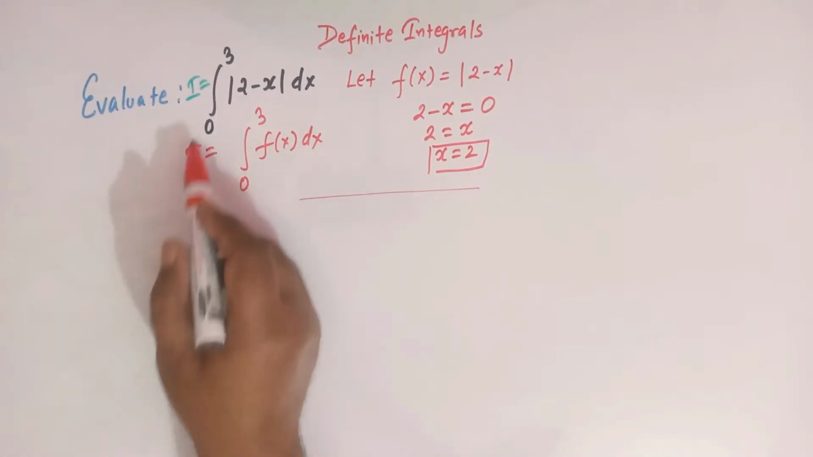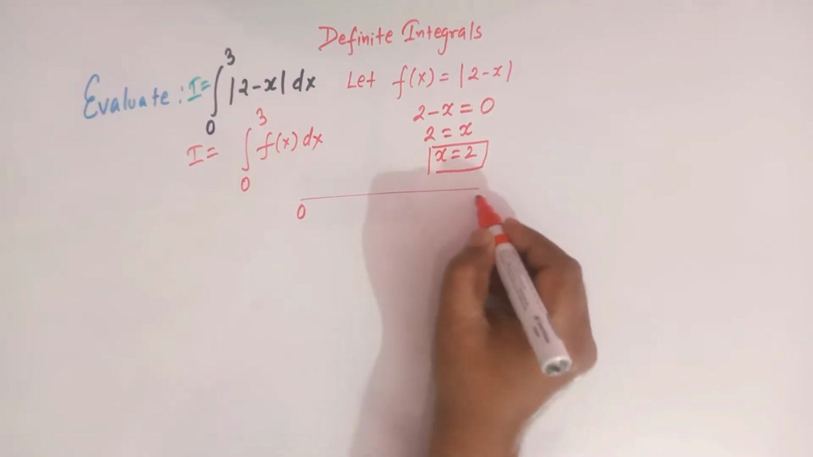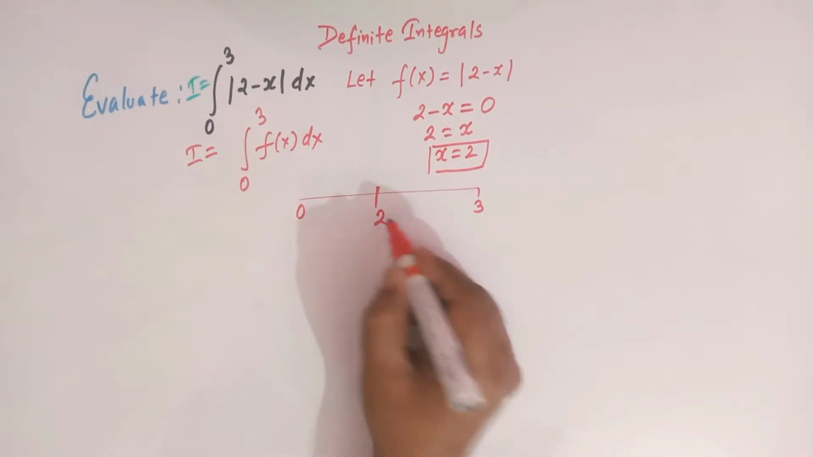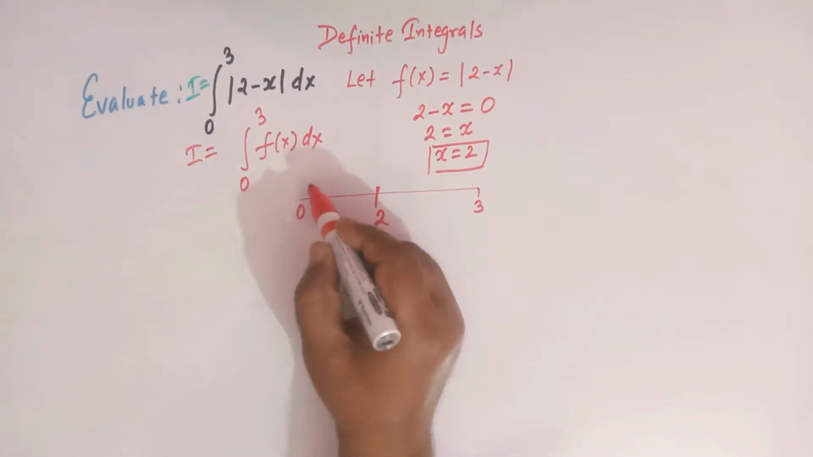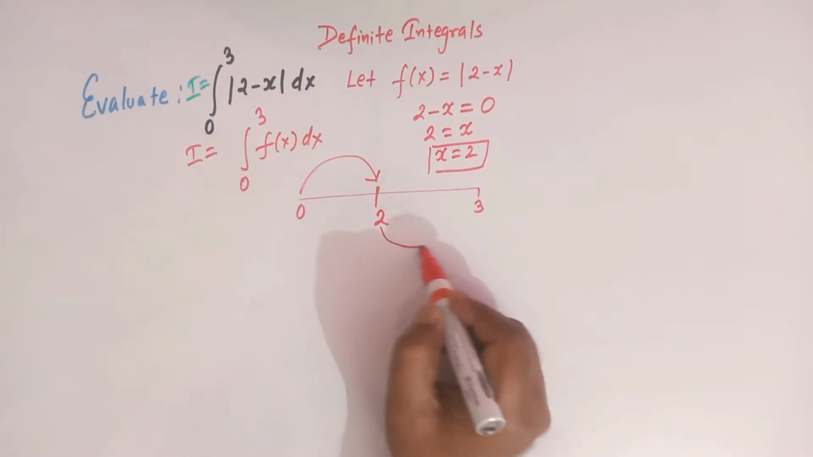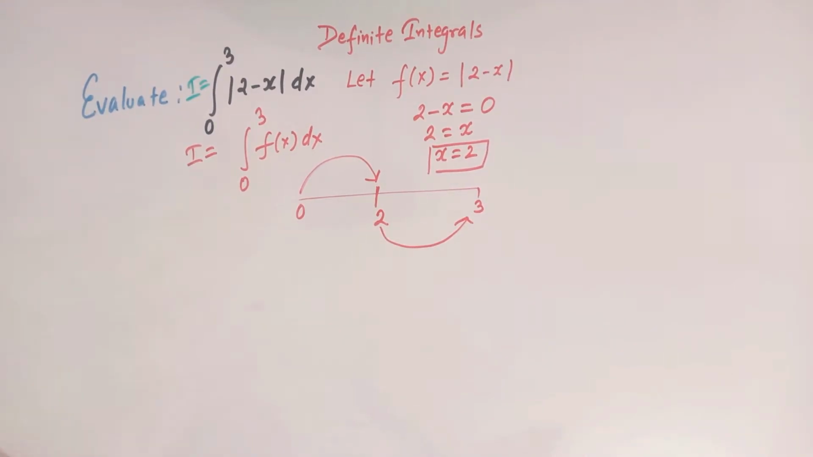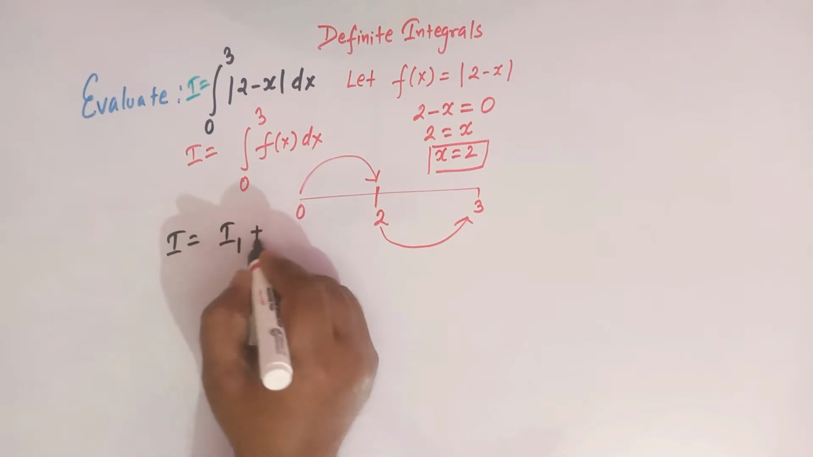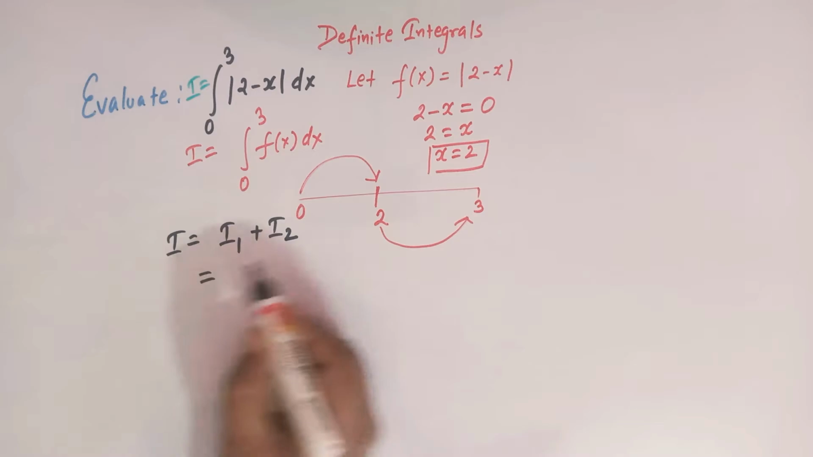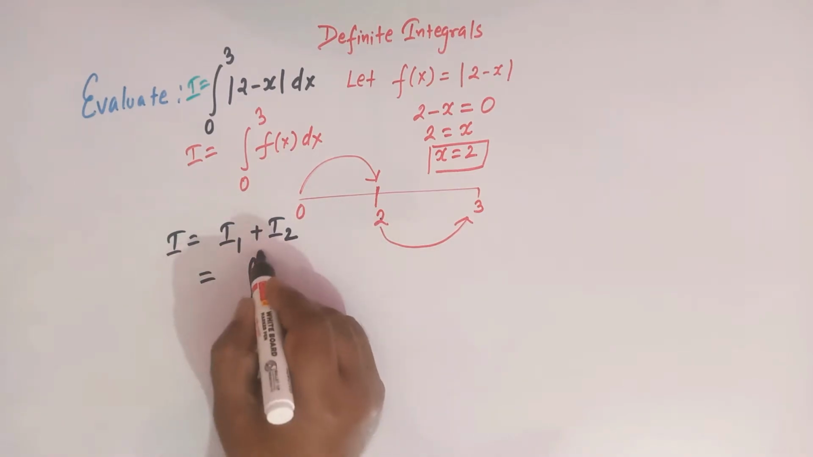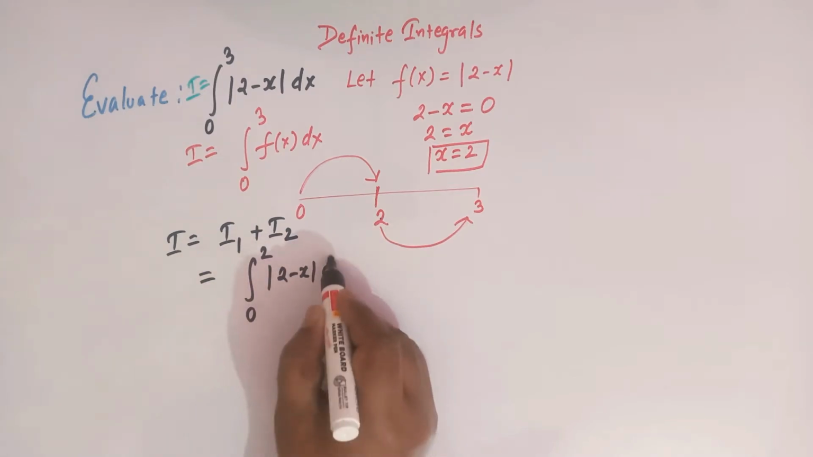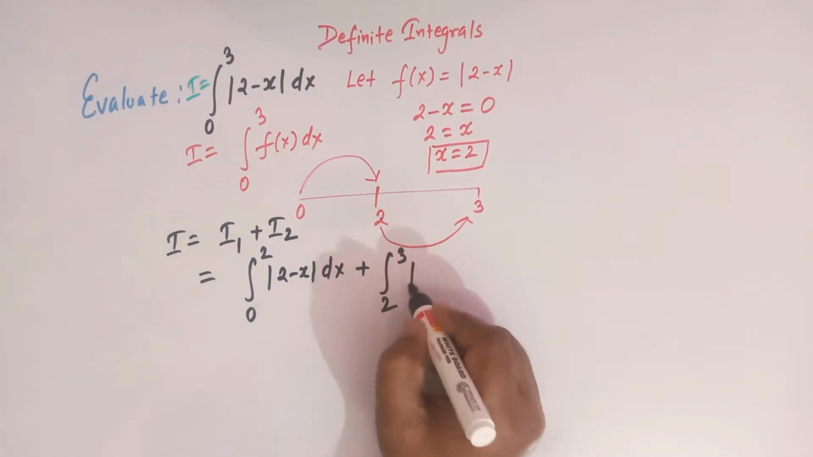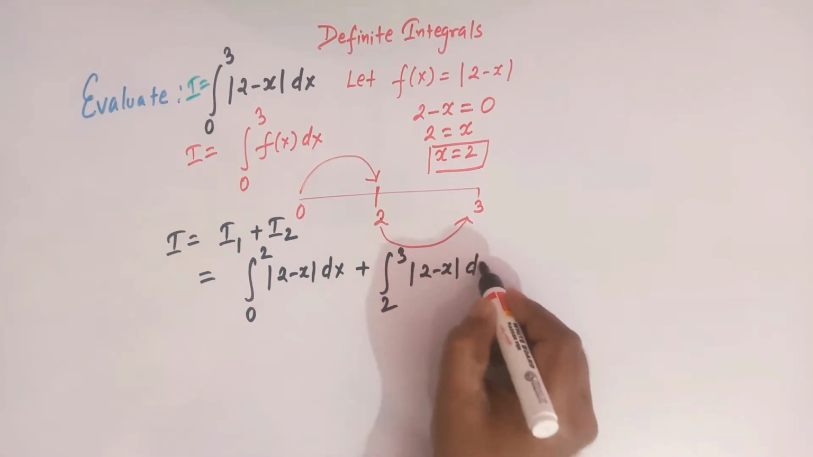Now we have the limits, 0 as the lower limit and 3 as the upper limit, and here we have 2. So we will split this integral first from 0 to 2 and then from 2 to 3. Now I can be written as the sum of two integrals I1 and I2. I1 goes from 0 to 2 of mod of 2 minus x dx, and I2 is from 2 to 3 of mod of 2 minus x dx.